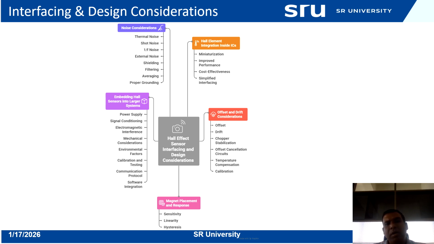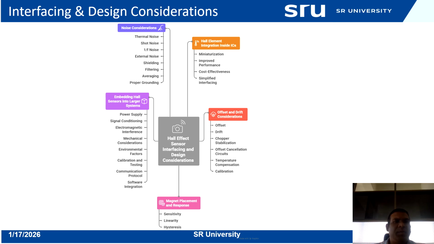Then embedding Hall sensor into larger systems. When embedding a Hall sensor into a larger system, engineers must consider several factors like power supply, then signal conditioning, then electromagnetic interference, then mechanical considerations, then environmental factors, then calibration and testing, then communication protocol, then software integration. So these are the parameters.